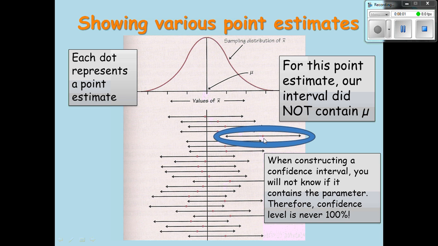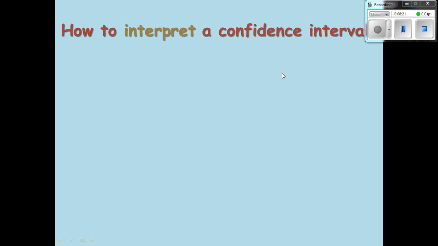So when constructing a confidence interval, you're never really going to know if your interval contains the true thing you're trying to estimate. So confidence level is never 100%, unless of course you were doing something like negative infinity to infinity, which doesn't really give you any information anyways. Okay, so how do we interpret a confidence interval?